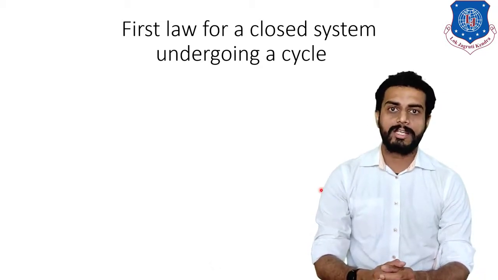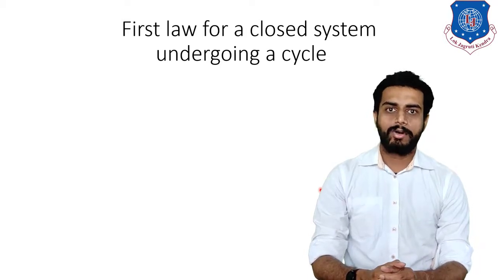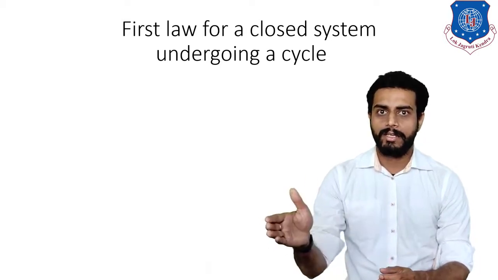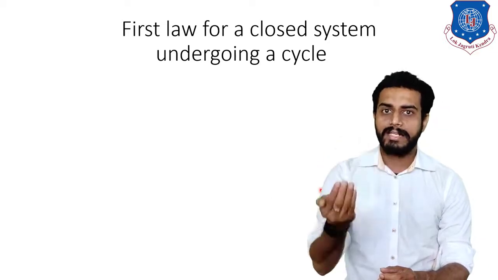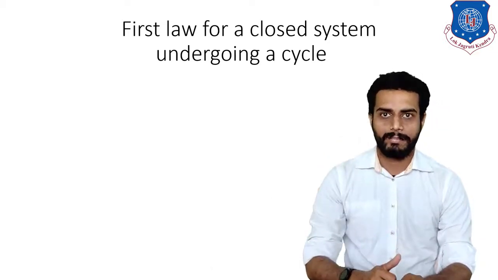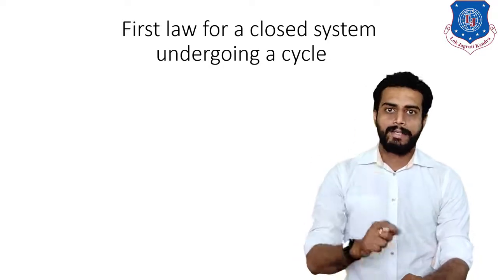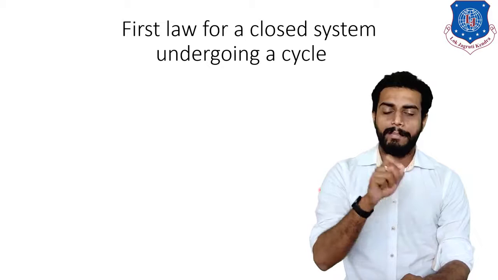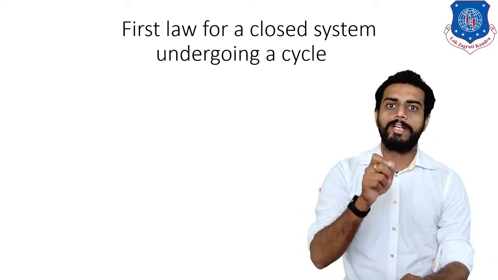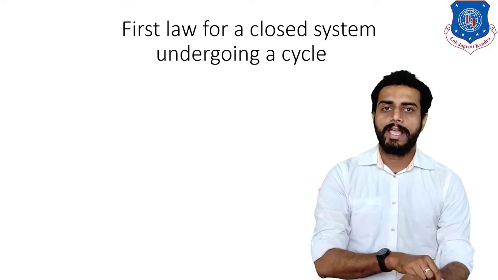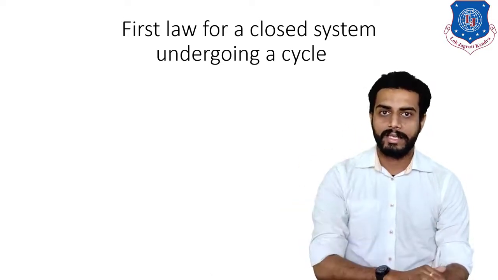The meaning of closed system is very much known to you. That is, mass cannot transfer from the system to the surrounding or from the surrounding to the system, but the energy can transfer. That is known as closed system. And this system is going under a cycle. Now, meaning of a cycle is what? Meaning of a cycle is simple, that your initial and final points will be identical with each other and you have a combination of two or more than two processes, right?